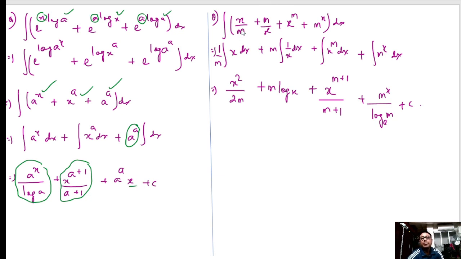Let's come to this. First one will be 1 by m goes out, integration of x. Second one will be m goes out, integration of 1 by x. Third one is this. Fourth one is this.